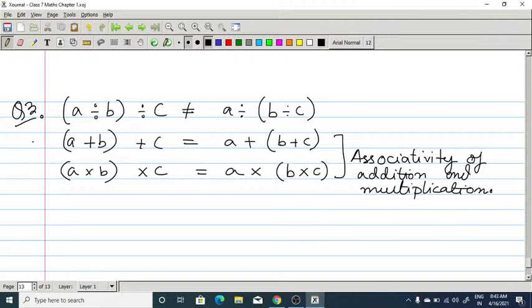So we say that addition and multiplication are associative, but division and subtraction are not associative. In addition and multiplication, it is not important who is in the first position and who is in the second position. You add, you get the same result. But in division and subtraction, it is important who is in the first position and who is in the second position, which makes it non-associative. This is for your extra information. You may write it down in your copies.